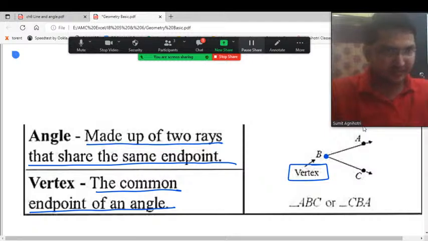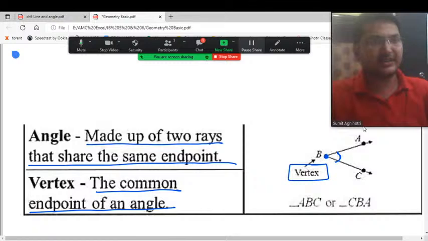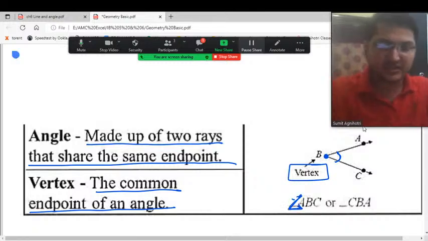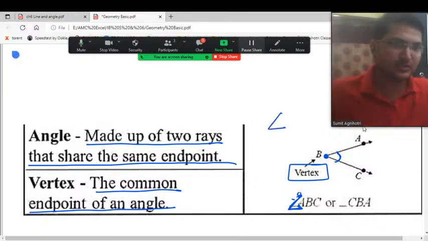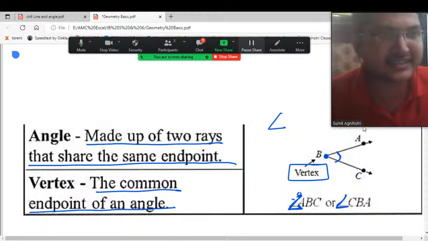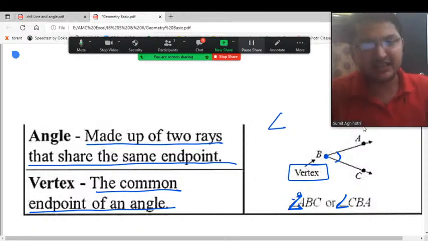Here we have ray BA, ray BC, and this is our angle, and this angle is named ABC. This is the symbol to represent an angle. It can be named ABC, or we can name it CBA. Both are the same way to represent an angle. Either you call it ABC or you call it CBA.